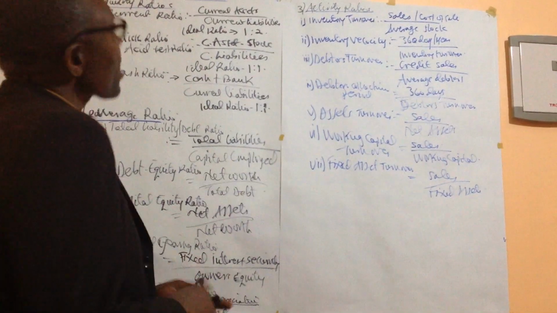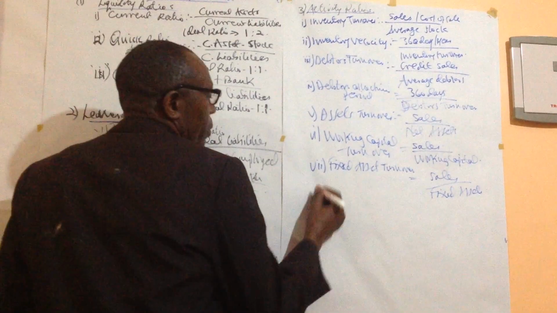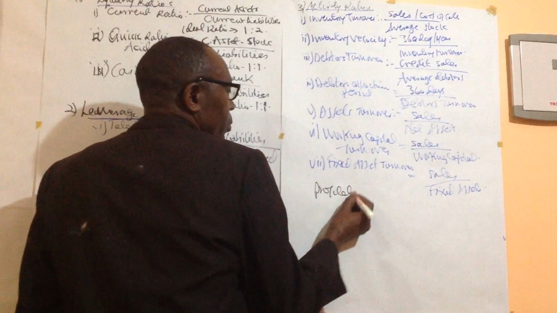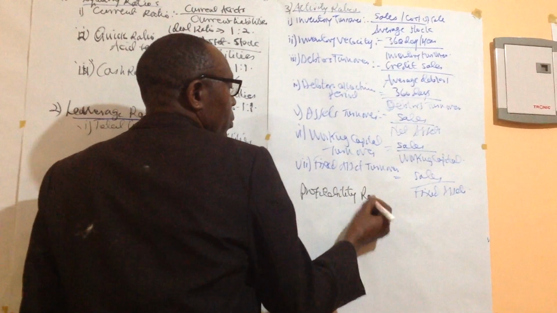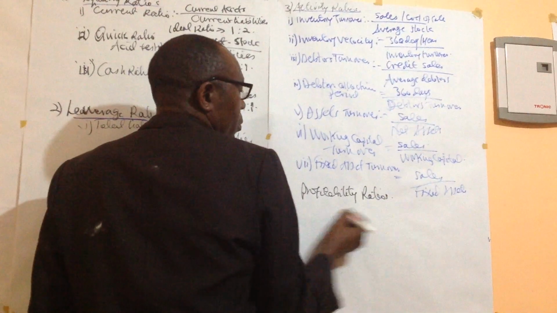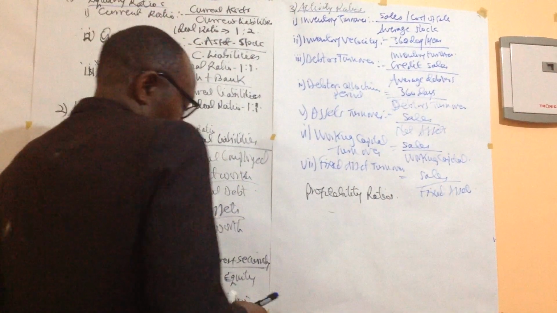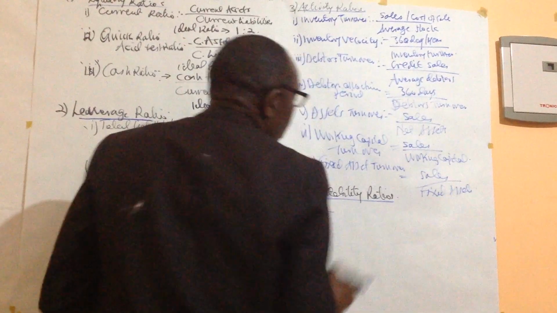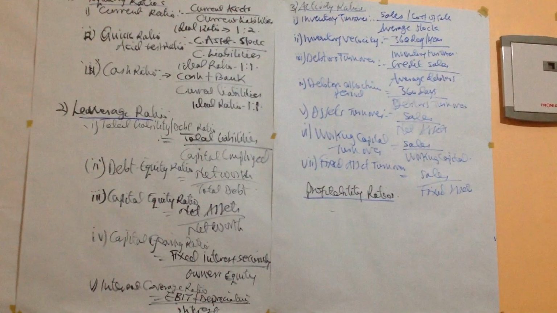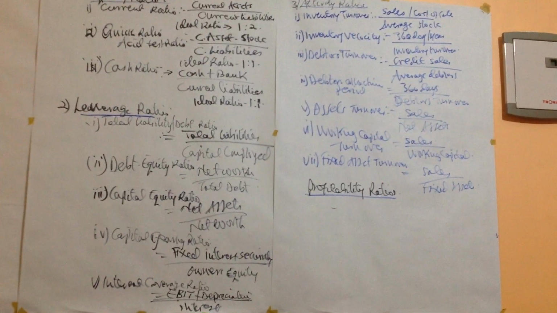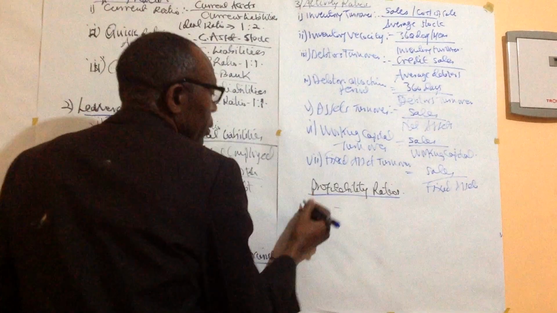Now, we're going to the next one: the profitability ratios. This one measures the ability of the firm to generate profits in any situation that may be prevailing at any time. The first one is the gross profit ratio or the gross margin ratio. I talked about this. Number 1.